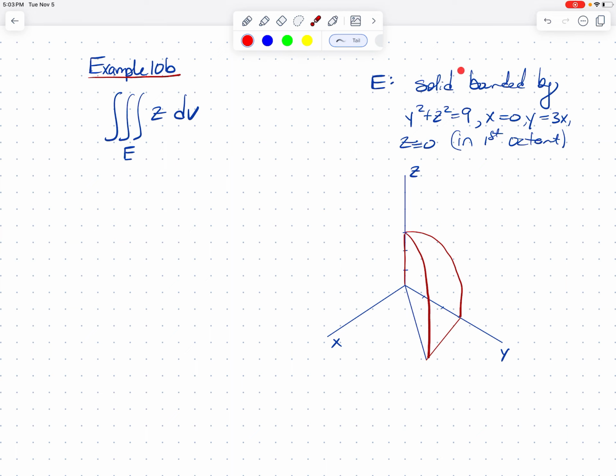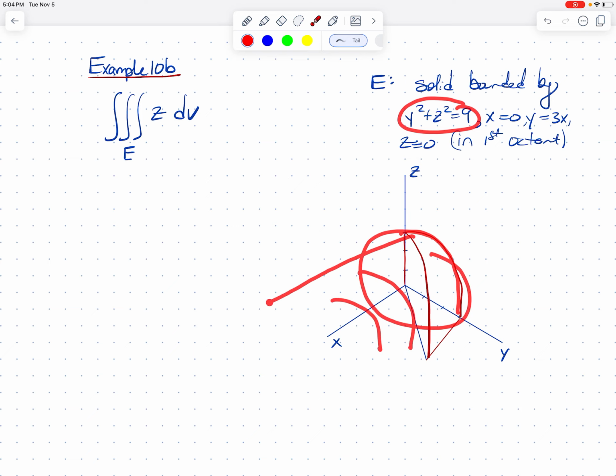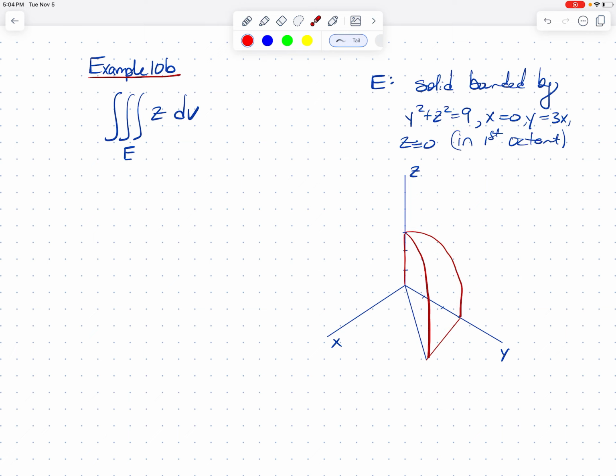And the instructions are slightly redundant. It says in the first octant, and so the key here is y squared plus z squared equals 9 is this cylinder running like this. Really, it goes all the way around and stretches, but we're just interested in the first octant. y equals 3x is this plane stretched up along the z-axis like that, and it slices your cylinder, giving you this sort of solid that we get here.